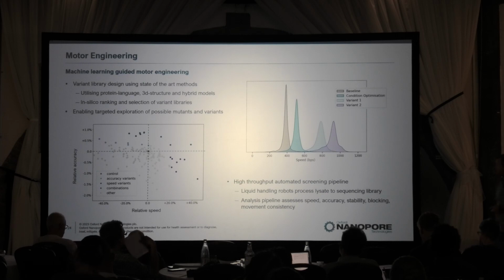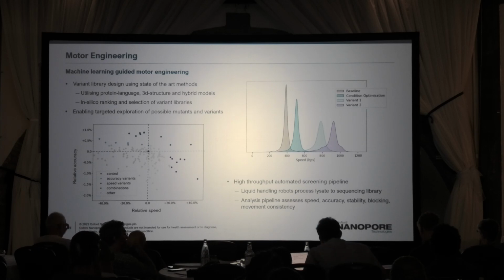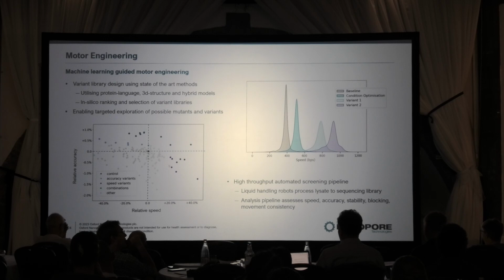So we set up several high-throughput screening pipelines, which take advantage of some of the liquid handling robots that we've got in-house, to automate our process all the way through from the design phase. We get our plasmids delivered into a plate. We essentially put that plate into a liquid handling robot, and then that can express, purify, make our adapters, do the ligation process, and then load that directly onto one of our platforms.